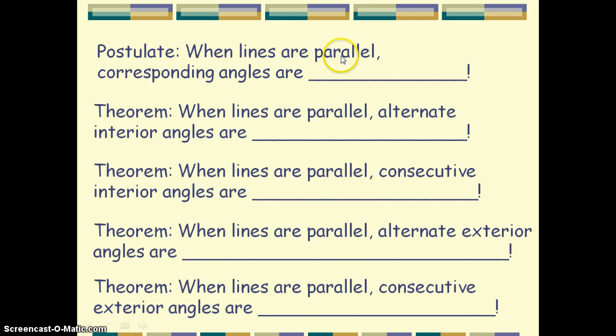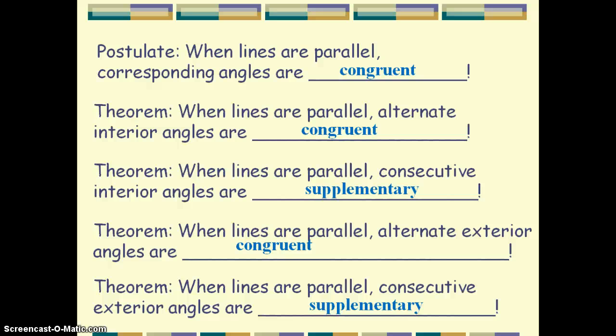So when lines are parallel, corresponding angles are congruent. Next theorem, when lines are parallel, alternate interior angles are congruent. The third one, when lines are parallel, consecutive interior angles are supplementary. The fourth one, when lines are parallel, alternate exterior angles are congruent. And finally, when lines are parallel, consecutive exterior angles are supplementary. So we're going to be using these theorems and postulates whenever we're doing proofs or having to justify statements that I give you.